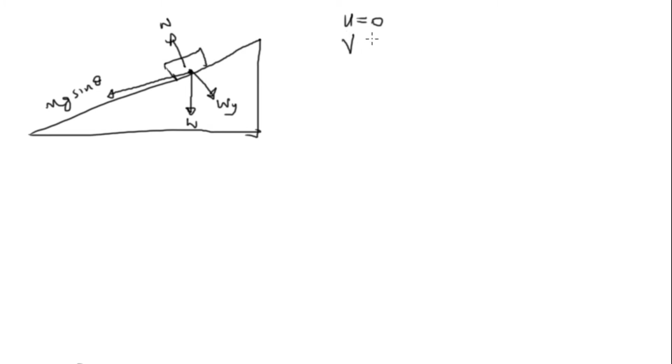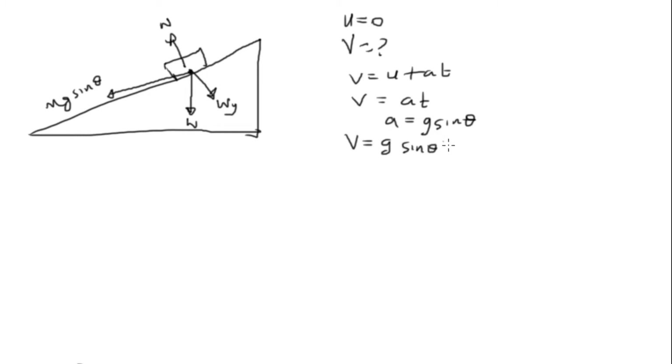Now to find the final velocity, recall that v is equal to u plus at, where u is the initial velocity. Since u is 0, then v is equal to at. Notice that the acceleration in this case is the acceleration with which the object slides down the inclined plane, and that is g sine theta. So the final velocity of an object on the inclined plane is g sine theta multiplied by t.